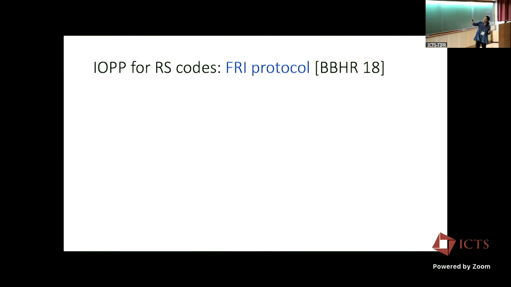So I'll focus on a particular protocol, the FRI protocol. It's perhaps the most elegant and cleanest and easiest to describe protocol for testing proximity to Reed-Solomon codes. We know there are multiple protocols and there are improvements to FRI, but this is a very natural and clean protocol. So let's talk about this one.